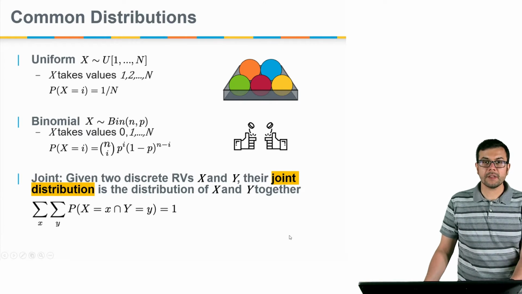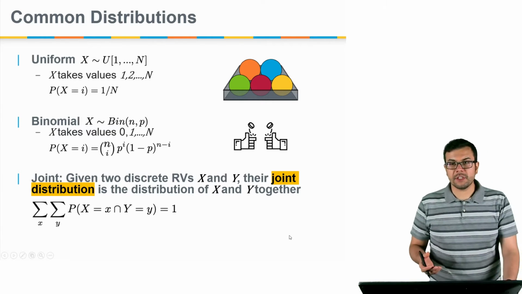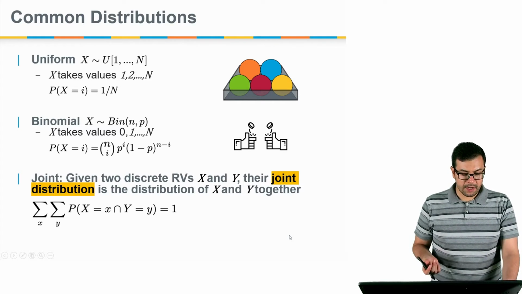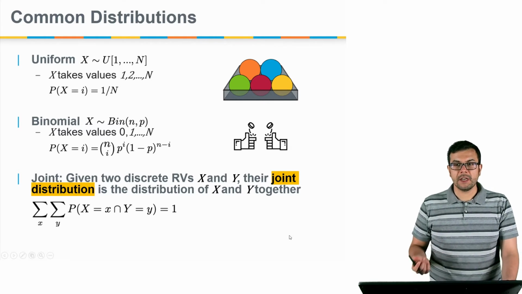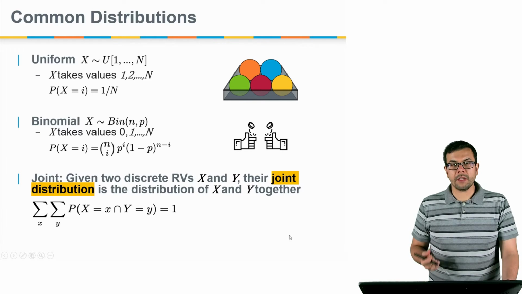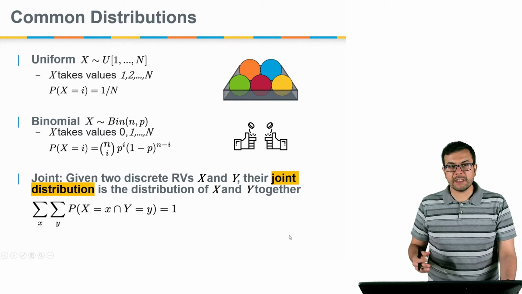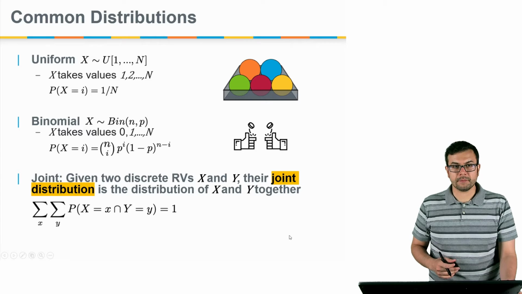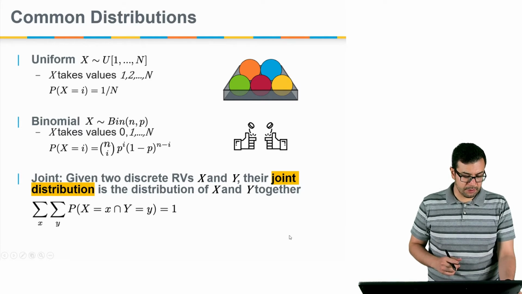Now let's think about how can we provide a mathematical function that we can use to calculate the probability of different possible outcomes in an experiment. Well, to answer that question, let's look at common distributions. The first one is uniform distribution.